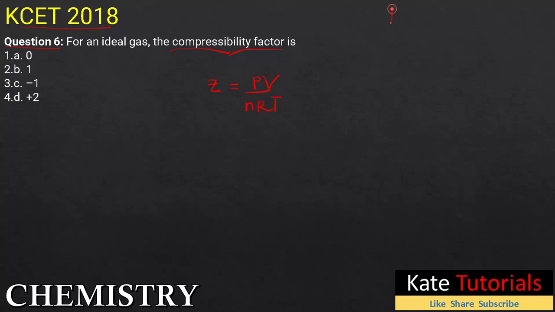So for an ideal gas, what is an ideal gas? An ideal gas is one which obeys all gas laws at all pressure and temperature. There we learn this equation, PV is equal to nRT. The gas which obeys this pressure, volume and temperature relation, that gas we call an ideal gas. PV is equal to nRT.